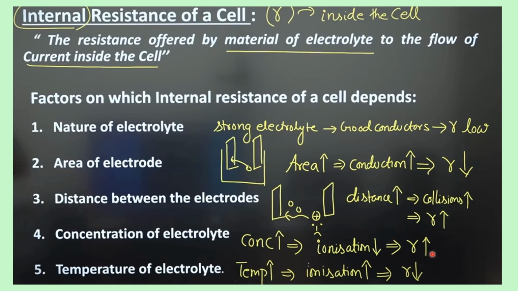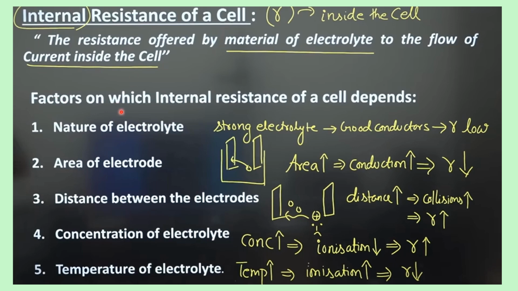As the resisting force increases, the resistance increases. Fifth one: temperature of an electrolyte. As the temperature increases, ionization also increases. As the ionization increases, resistance decreases. As you get more ions, they can move freely within the cell, then the restriction force will be less, and the resistance will be less.